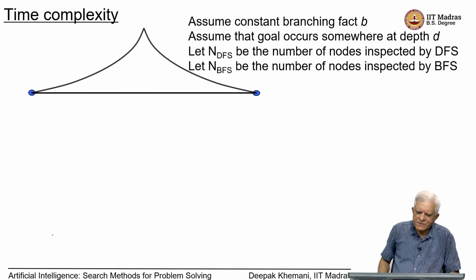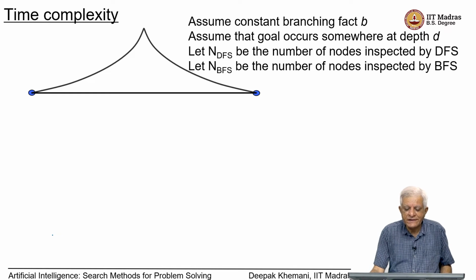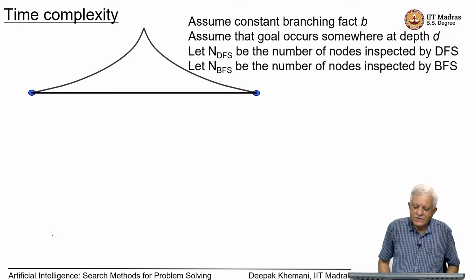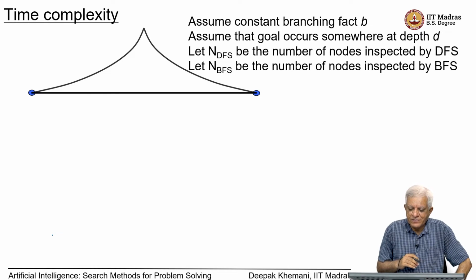So, let us try to discuss this a little bit more rigorously in terms of time complexity. So, we assume that there is a constant branching factor. So, we are looking at the search trees at this stage of B. So, B is a branching factor and assume that the goal occurs somewhere at depth D essentially. So, the time complexity can be measured in terms of the number of nodes inspected by each search.